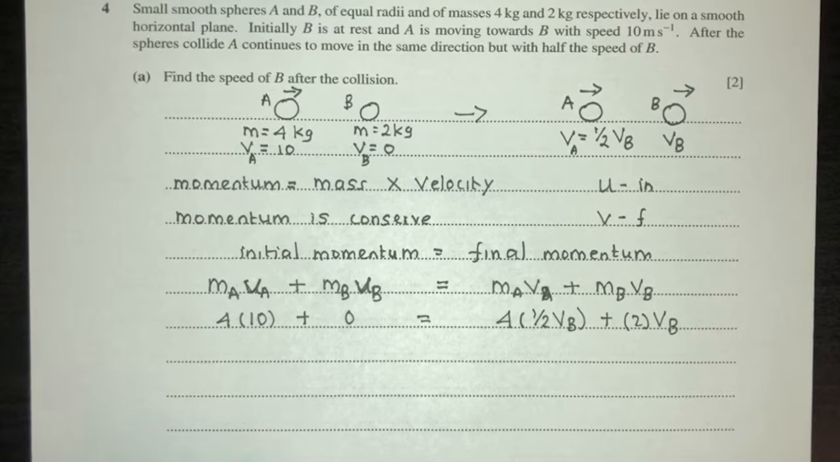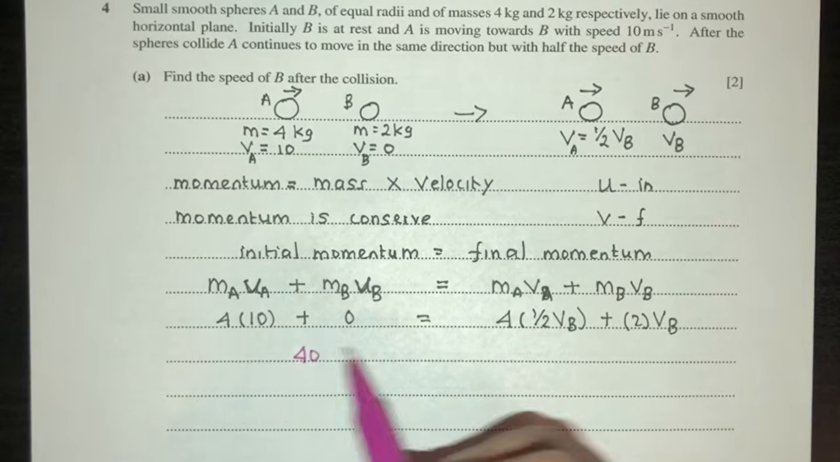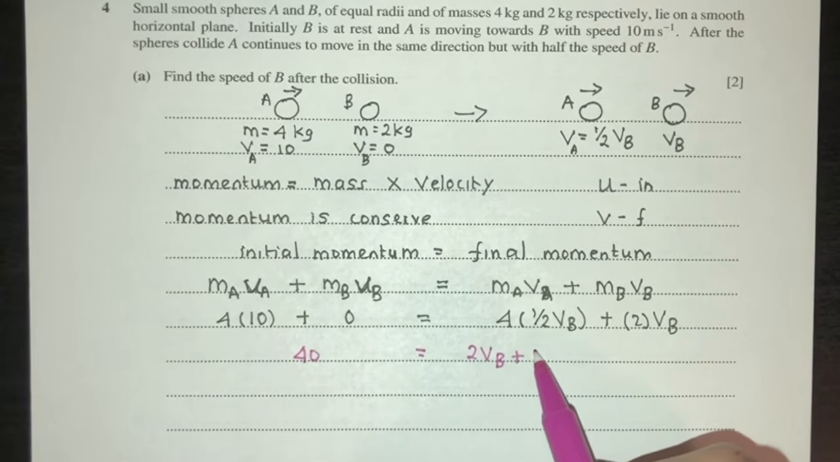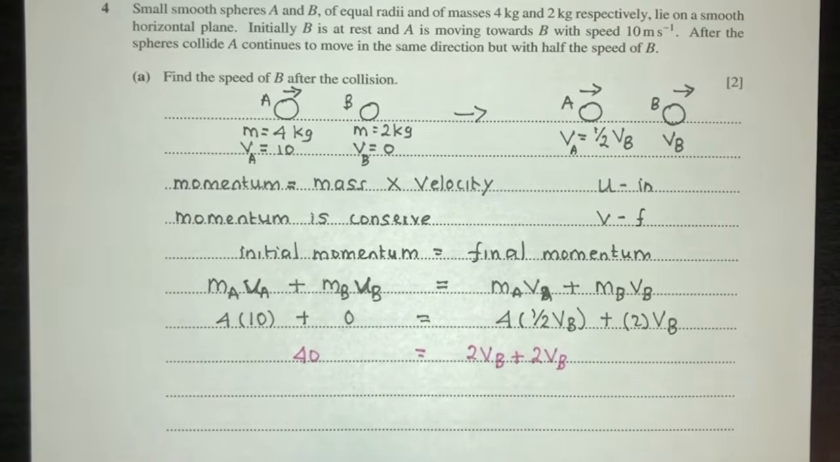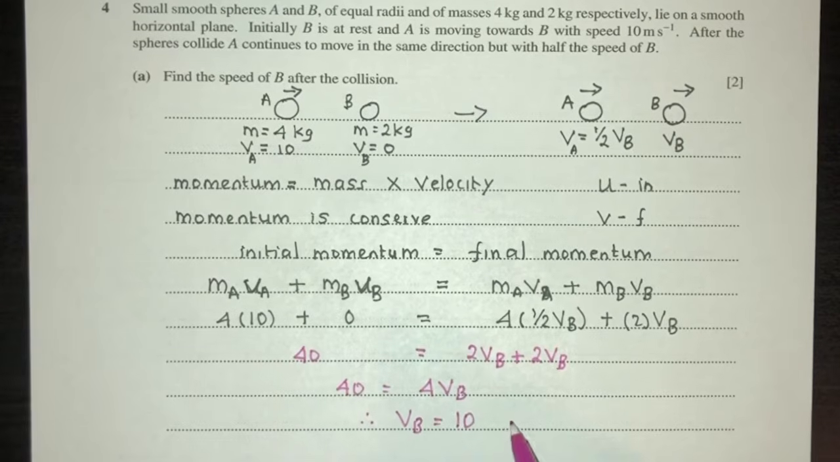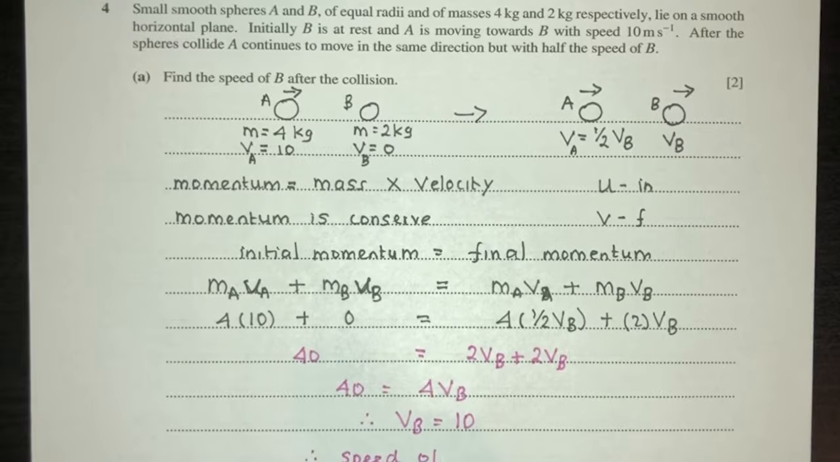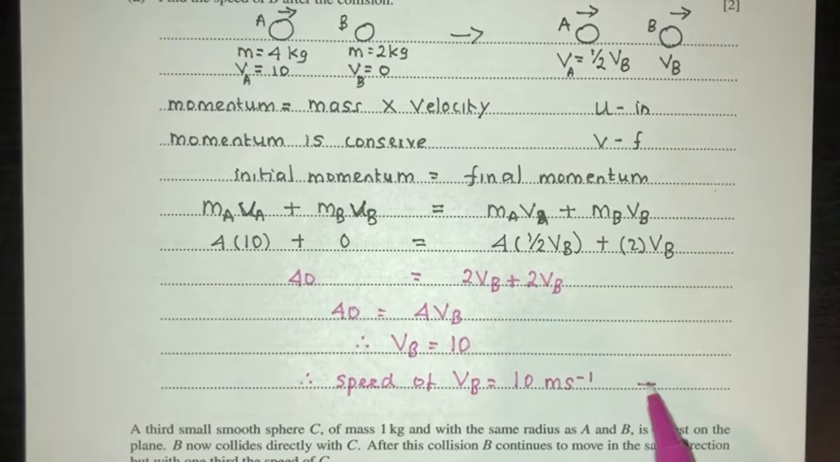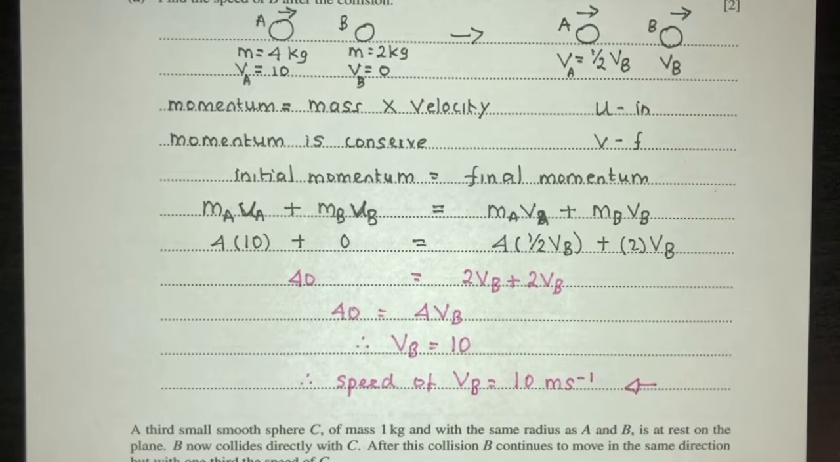So here we have 40 is equal to 2 VB plus 2 VB. So let's simplify. You have 40 is equal to 4 VB. So finally, VB is equal to 10. So the speed of B that we need to find after the collision will be 10 meters per second. That is your answer for part A.